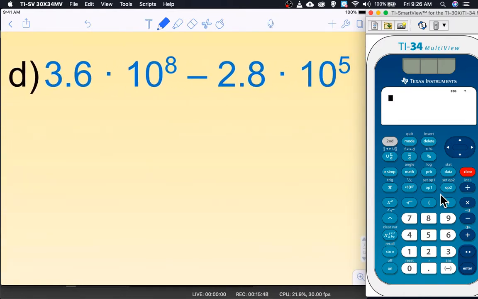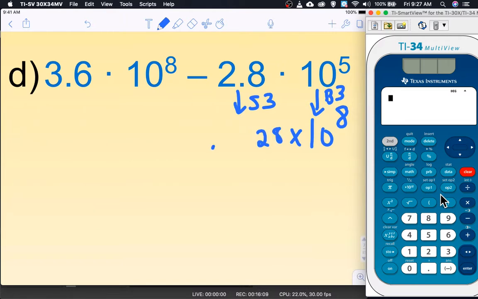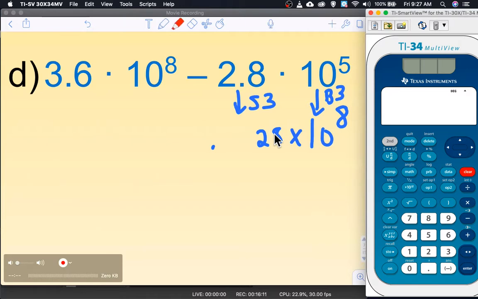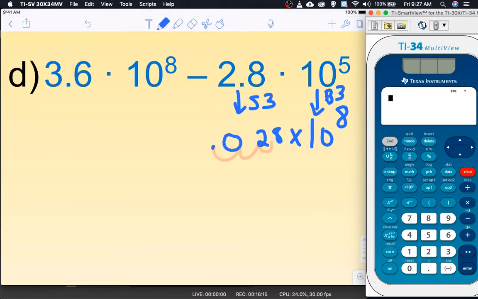Letter D. I'm going to make the smaller exponent match the bigger exponent. That was supposed to be an 8. There we go. So this exponent got bigger by 3. My decimal piece gets smaller by 3. So it becomes point something something to 8. There's a bunch of zeros out front. So let's see, 1, 2, 3. All right. So I need to add 2 zeros out front.